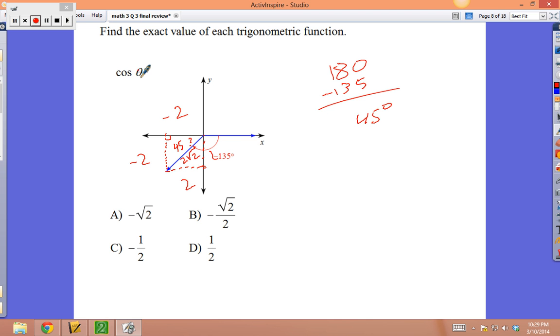So the cosine is adjacent, which is this -2 right here, over hypotenuse, 2 square roots of 2. But you can't have a square root of 2 on the bottom, so I'm going to times the bottom by square root of 2 and the top by square root of 2. These 2's are going to divide out. They're just going to give you 1. So you got negative square root of 2 on top and square root of 4 on bottom. So you got negative square root of 2 over 2. And that'll match up with B.